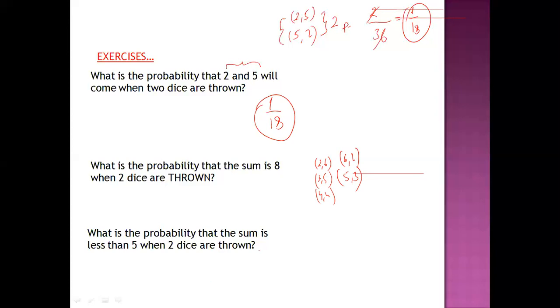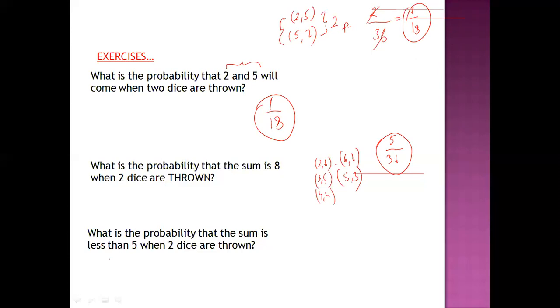Actually, you should write it only one time. And that's why we have how many cases? 5. 5 possibilities for the sum of 8. 2 plus 6 is 8, 3 plus 5 is 8, and so on. And there we have 5 cases, out of the total for 2 dice, that's why 36. The answer is 5 over 36.